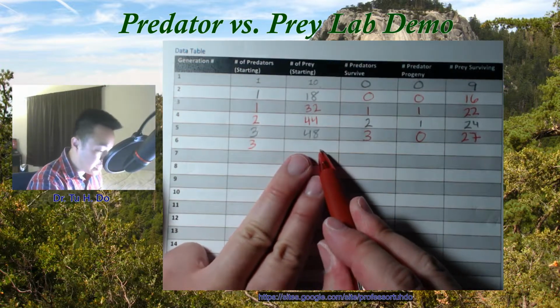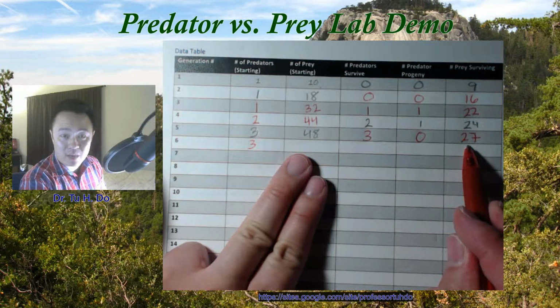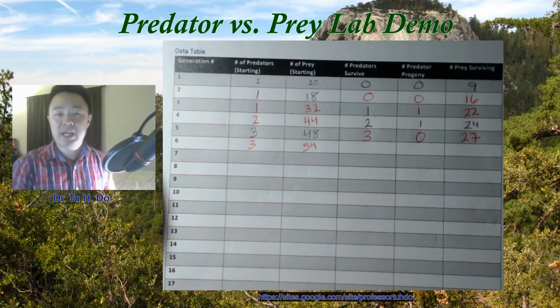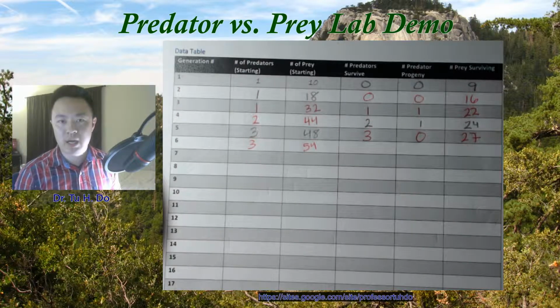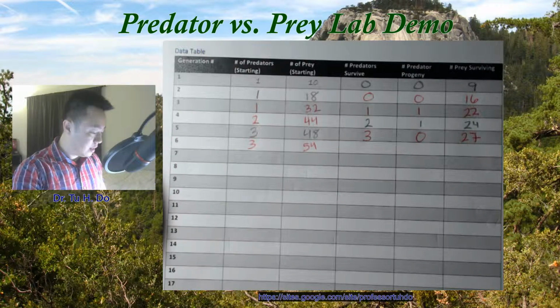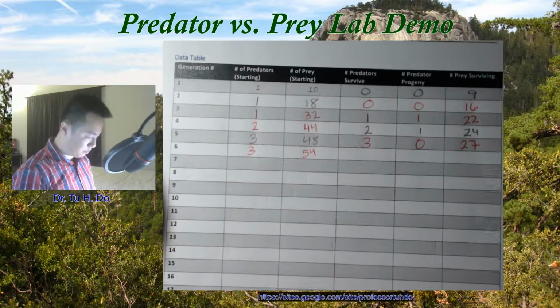The number of prey that we start with, well, 27 we ended up with, so therefore we double that, that's 54. And then you keep repeating these steps over and over again until you get to the maximum number of generations. Okay? All right. That is the end of that part of the demo.